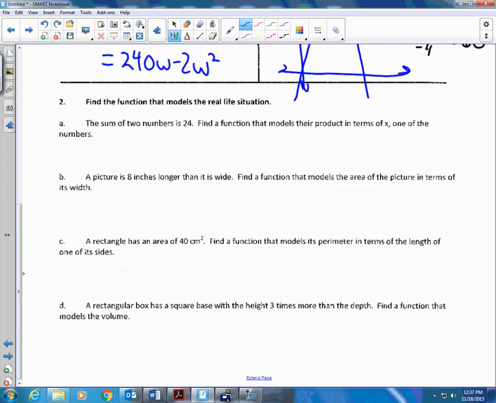So let's try 4 examples here. It says find the function that models the real life situation. So we're not going to set up the entire problem. We're just going to try to set up box number 2. I'll do the first one, you guys do B and C, and then we'll do D together.